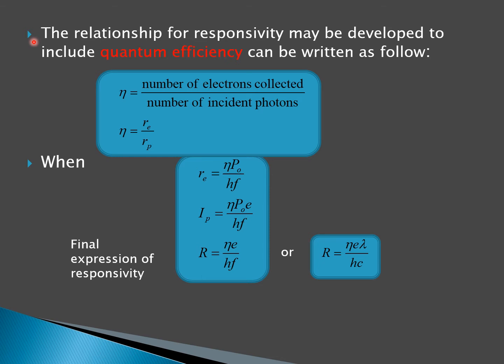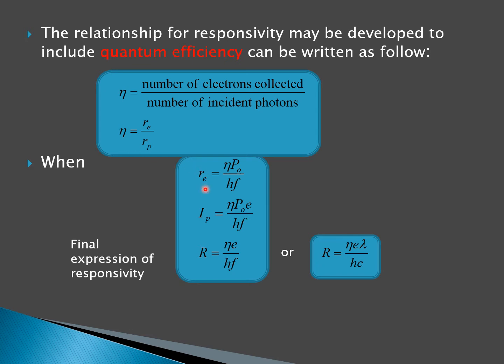The relationship for responsivity may be developed to include quantum efficiency. So now you have the formula for quantum efficiency. This is the symbol for quantum efficiency: number of electrons collected divided by number of incident photons, Re over Rp. Re is the number of electrons collected, Rp is the number of incident photons. So that is quantum efficiency.